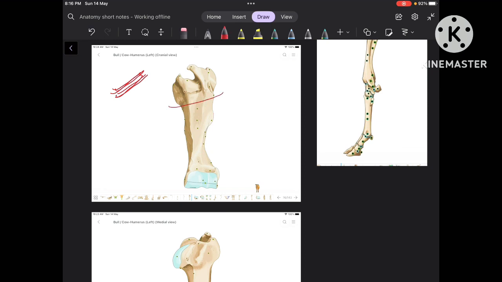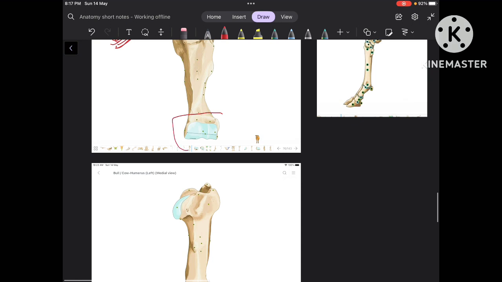We can say proximal extremity here. The proximal extremity has two tuberosities, this is the medial tuberosity and this is the lateral tuberosity. The lateral tuberosity is further divided into anterior summit and posterior convexity, and the medial tuberosity is also divided into anterior and posterior parts. We can say here this is the intertuberal groove. The intertuberal groove is bounded by the anterior parts of both tuberosities.